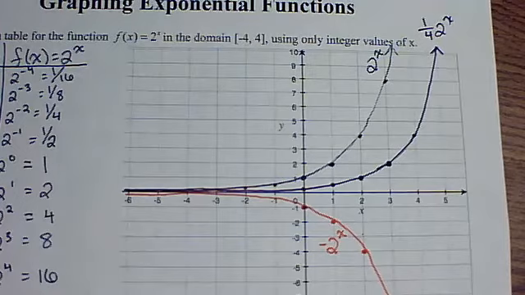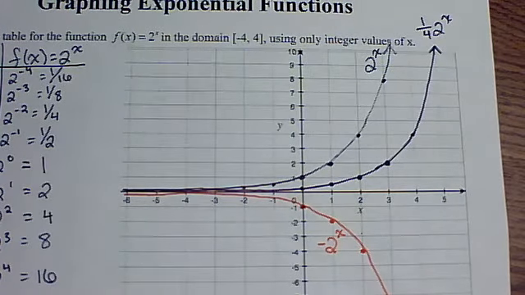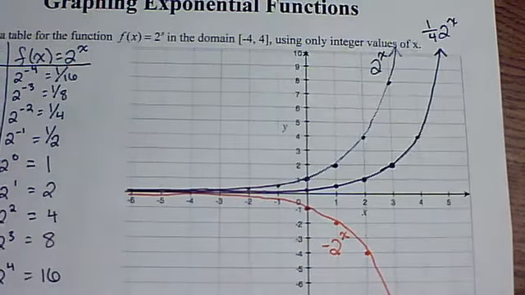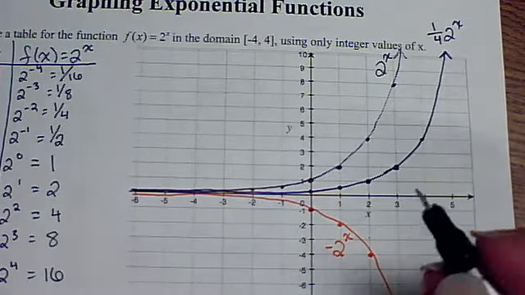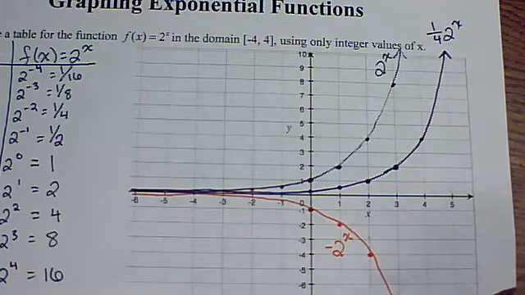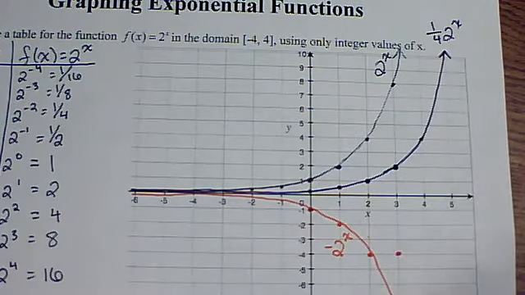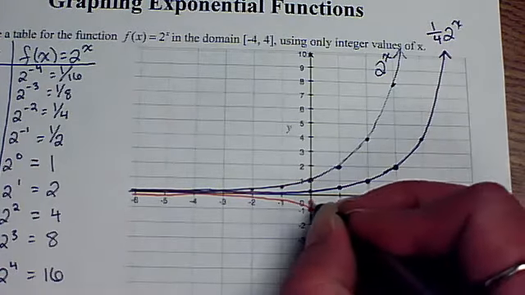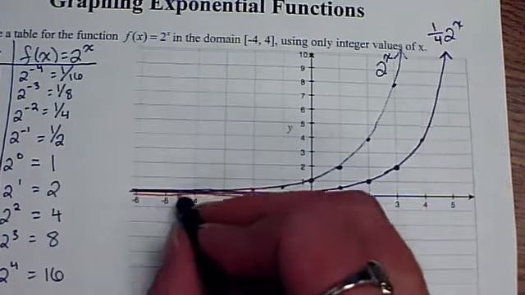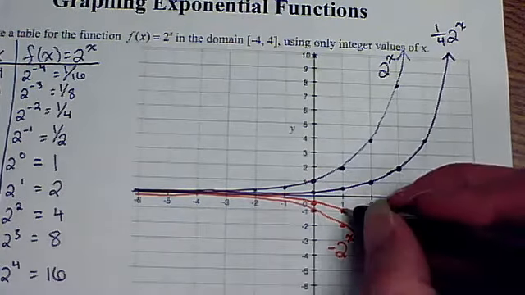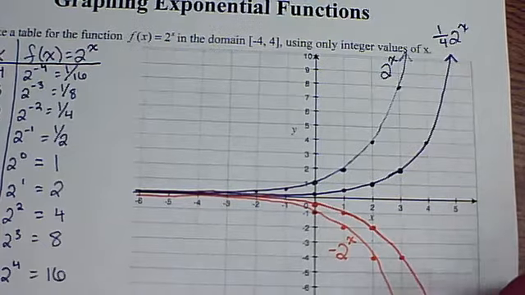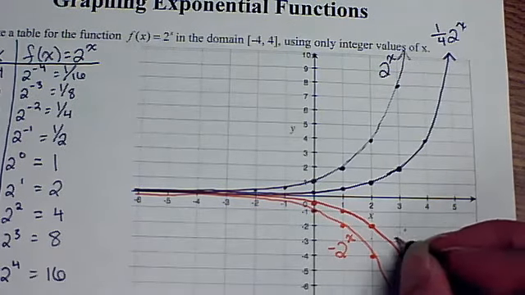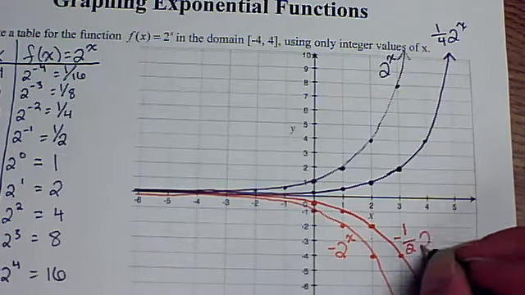Now, the last one is negative 1 half of 2 to the x. So what that tells me to do is for each of those values, not only am I flipping it, but I'm taking half of each. So instead of 8, that would be at 4. That would be 2, 1, half, and so forth. So again, it kind of squishes it. That would be negative 1 half of 2 to the x.